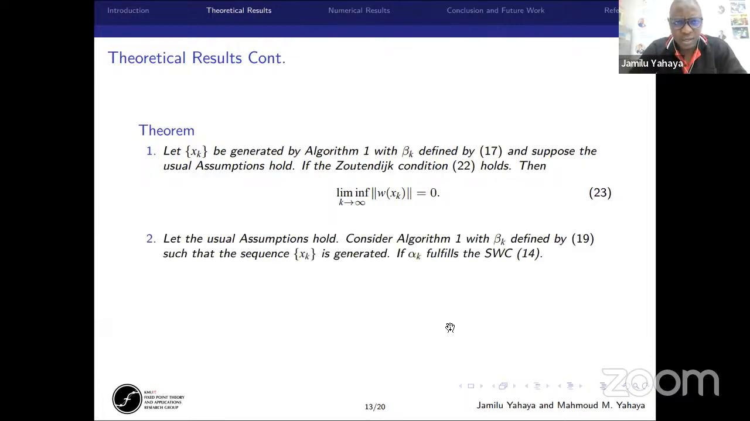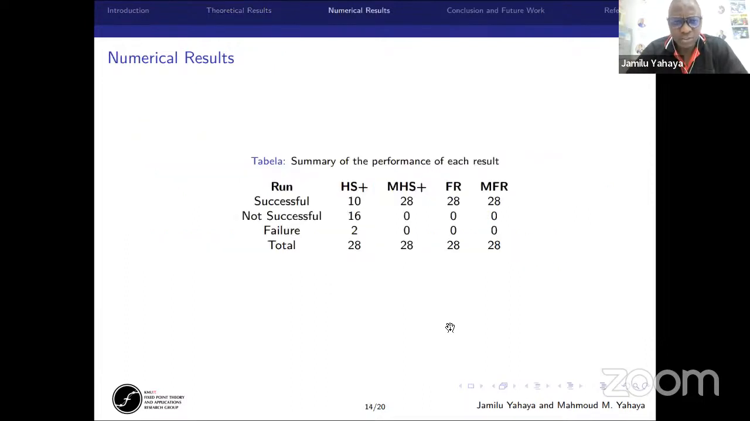Then the next theorem also considers the usual assumptions and considers Algorithm 1 with beta_k defined by the modified HS, such that the sequence x_k is generated. So it also assumes that alpha_k, that is the step size, fulfills some strong Wolfe conditions. Then we have the global convergence.